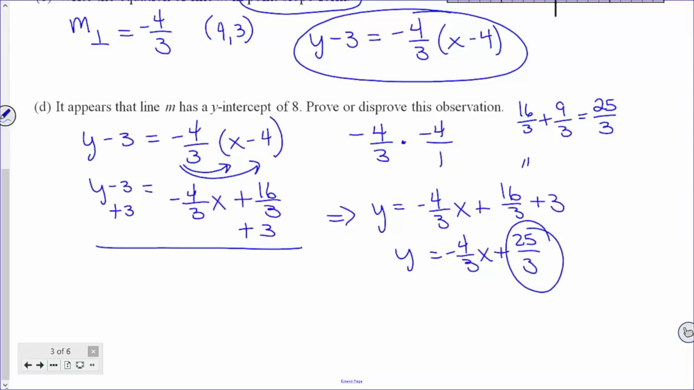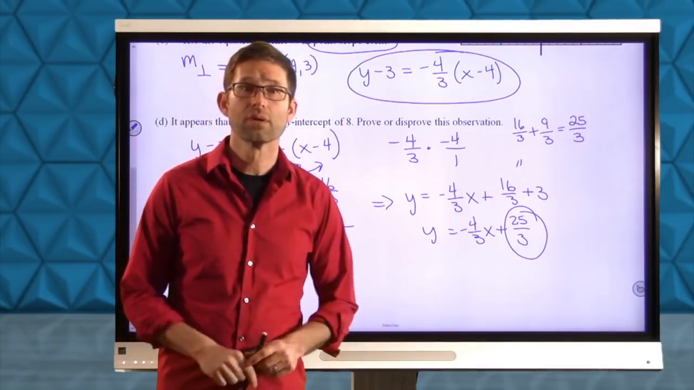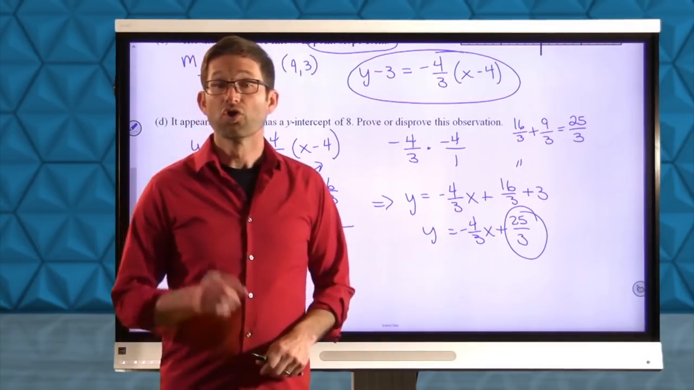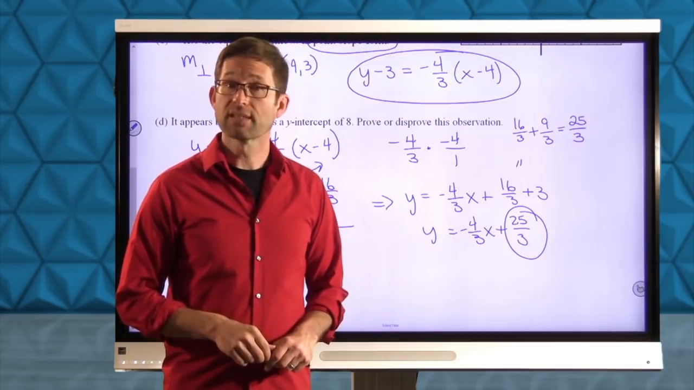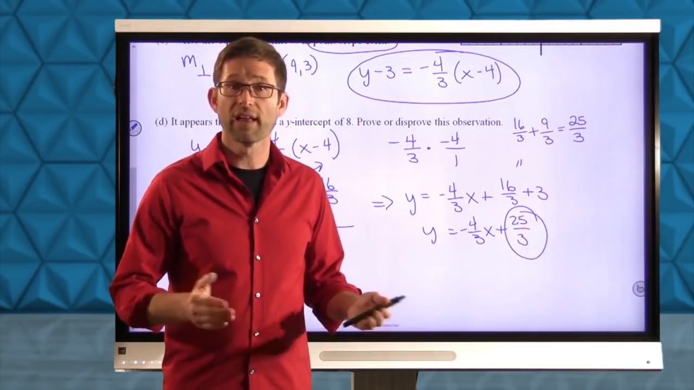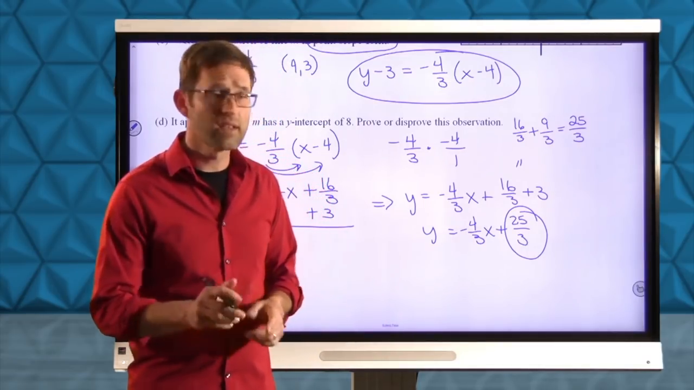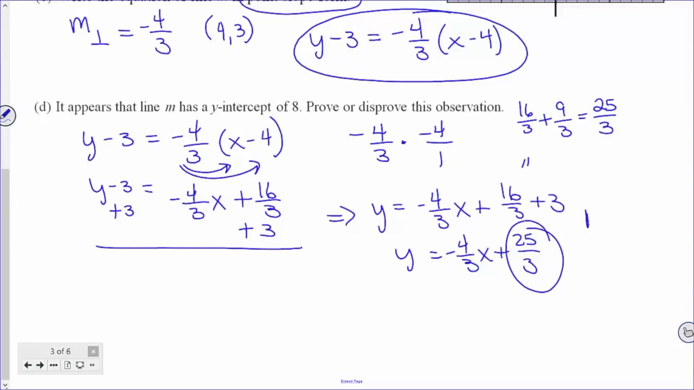Here's my y-intercept, 25/3, which is not 8. 24/3, that's 8, right? 24 divided by 3, that's 8. But 25/3 is not 8. So, no. The y-intercept is not 8. It's actually 8 1/3.